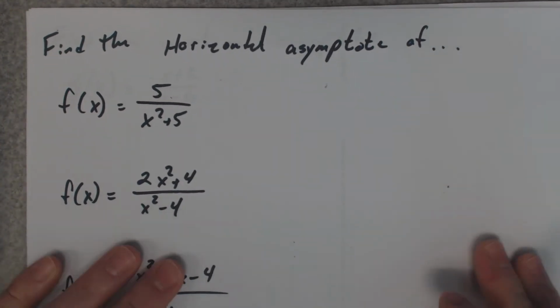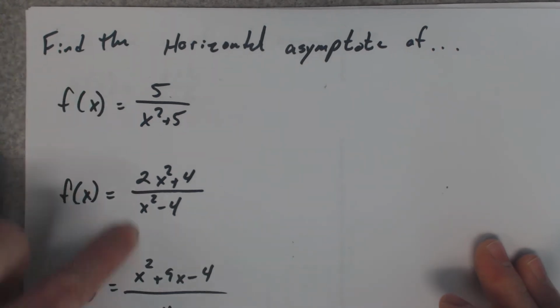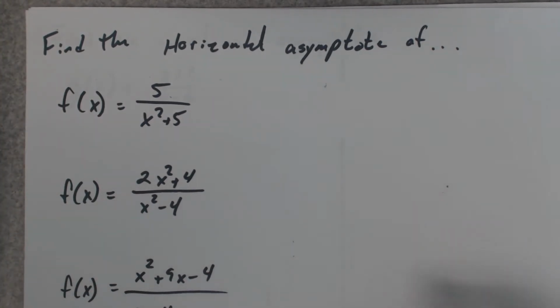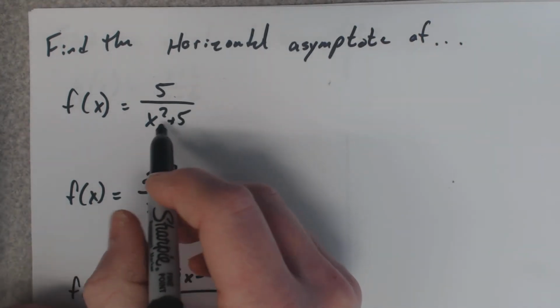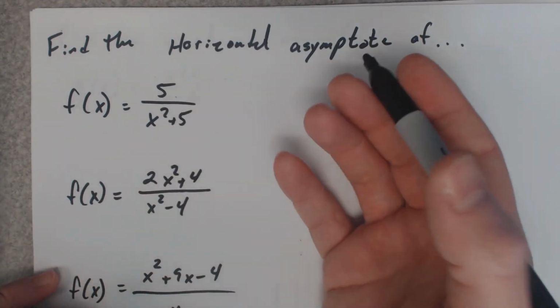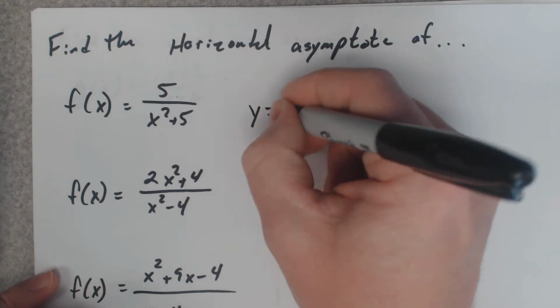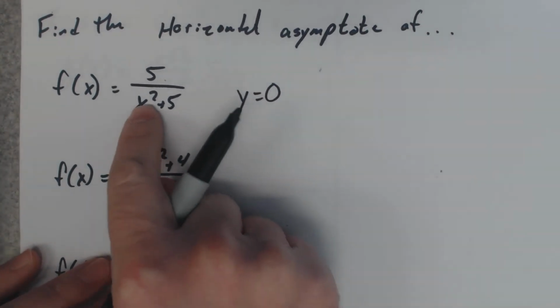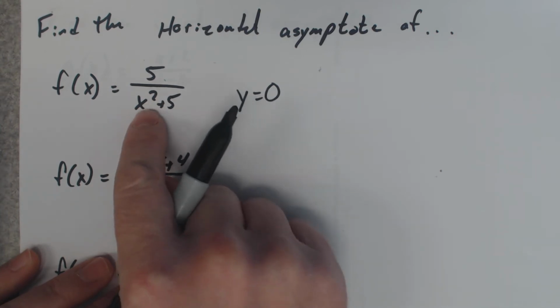Okay, find the horizontal asymptote of, and these are all rational functions, the horizontal asymptote. So what you do is you compare the degree. So the degree of the bottom is bigger than the top. And when that happens, it's automatically y equals 0. That's how I remember that one, because the bottom's bigger.